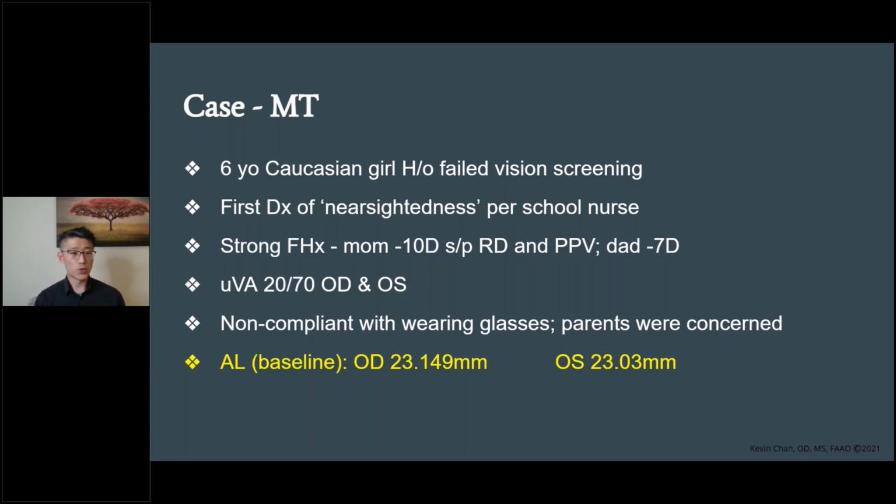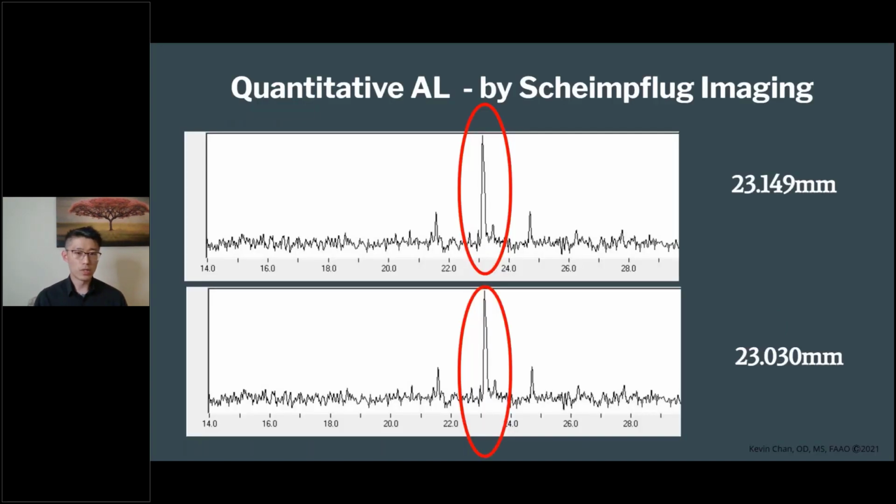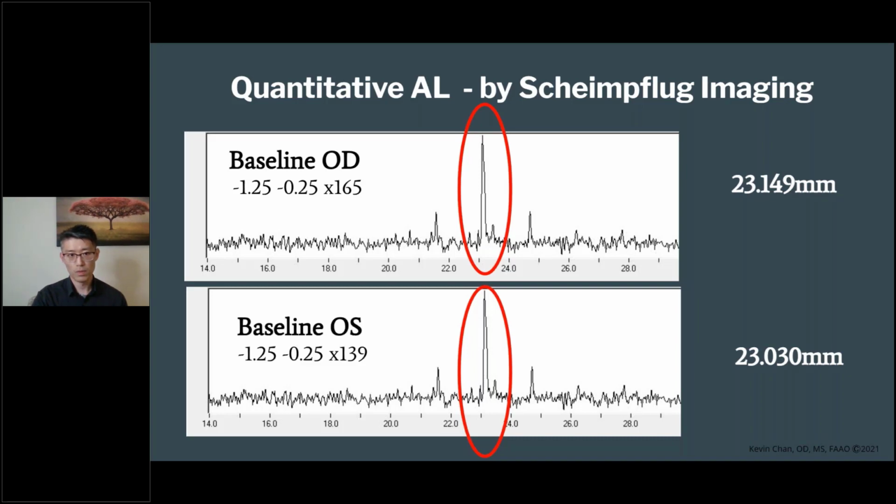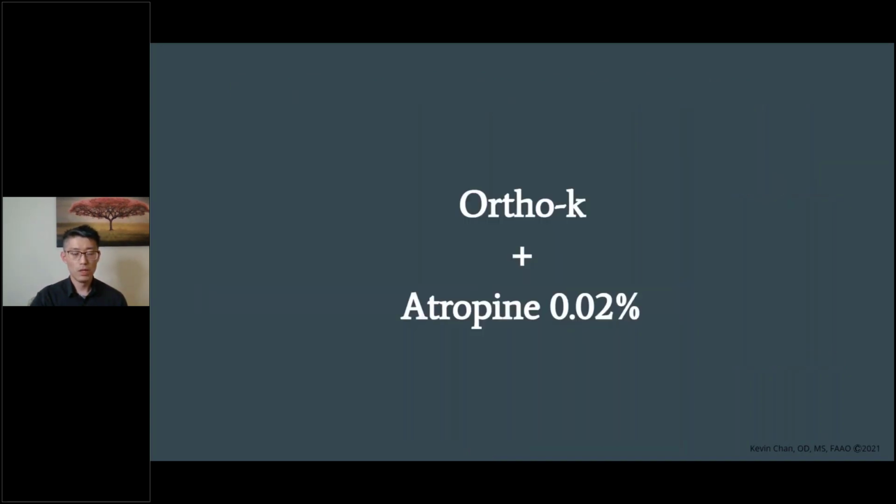At that time, we were fortunate enough to be able to measure her axial length at 23.1 millimeter on the right eye, 23.03 on the left eye. Here's a schematic representation showing what the Myopia Master imaging does for this patient. Her baseline on the right eye is about -1.25 with some refractive astigmatism. The left eye is pretty similar, but you can see that the axial length varies a little bit, the right eye being slightly longer.